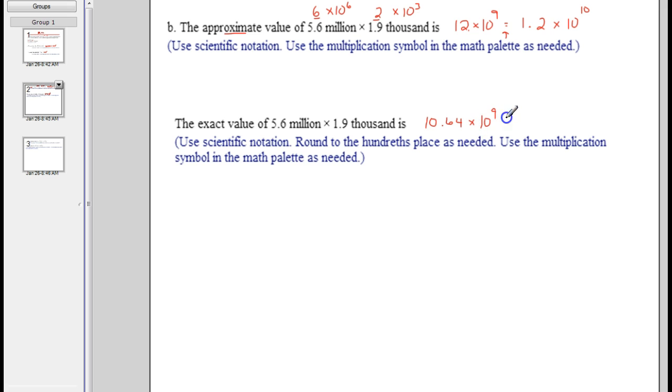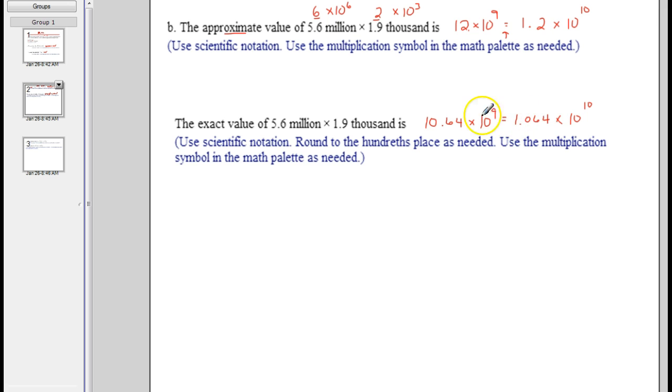So just like before, this is bigger than 10, so we're going to need to move that decimal point back 1, so 1.064, and we're going to have to raise this power to compensate. Alright, so again, scientific notation has to have a number between 1 and 10 here. If you have a number bigger than that after you've done multiplication or addition, then you need to compensate by moving that decimal point.